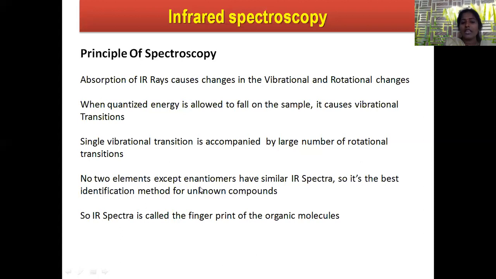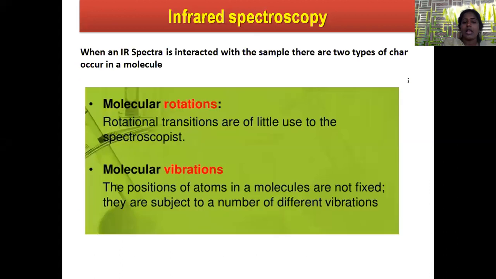No two compounds, except enantiomers, have similar IR spectra. The IR spectrum is unique for each and every compound. That's why we can easily distinguish all kinds of compounds which absorb light in this IR region.